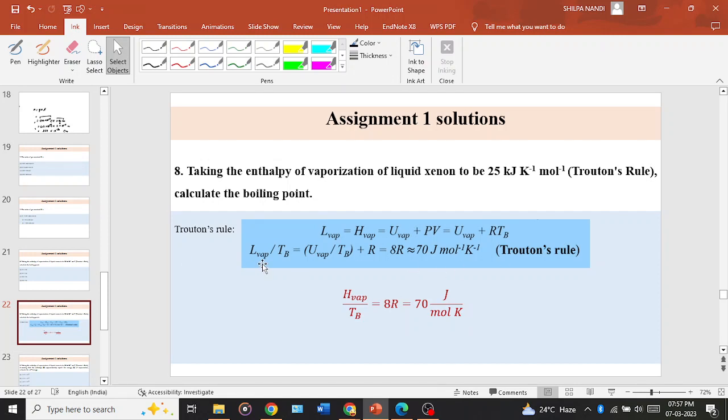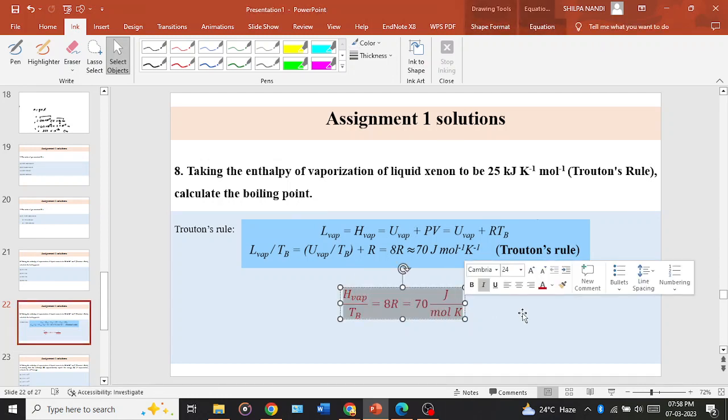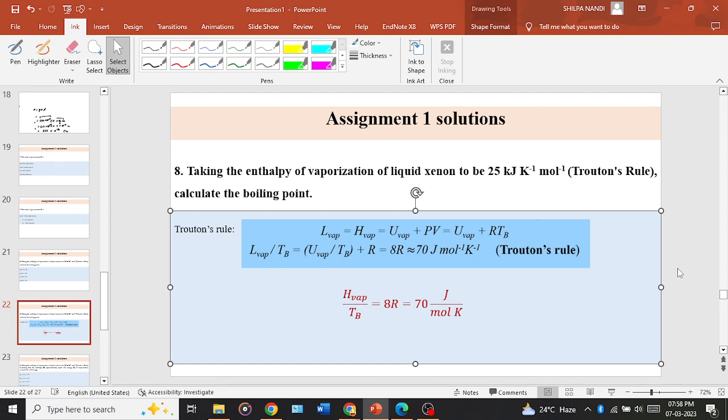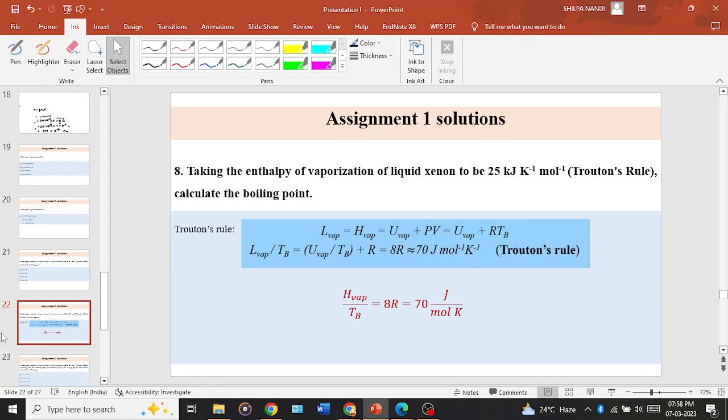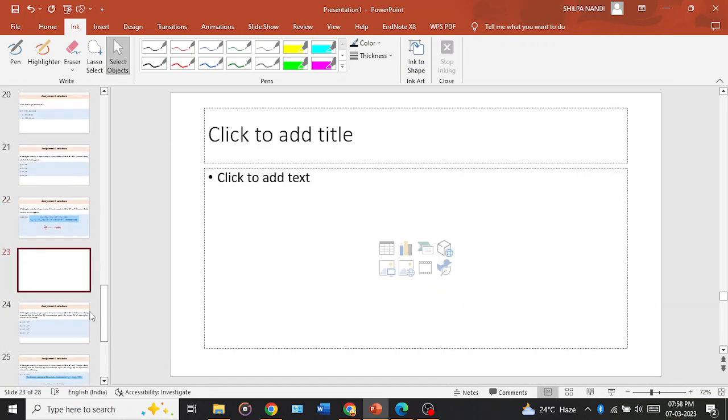So from here you can see the question is taking the enthalpy of vaporization of liquid. So the H vaporization is our enthalpy of vaporization of this liquid xenon. So you can write it as H vaporization by TB. From this equation, L vaporization by TB is equal to 8R. We can write it as H vaporization by TB is equal to 8R, which accounts for 70 joule per mole per Kelvin. So we need to solve this, okay? So let's try to solve this one.